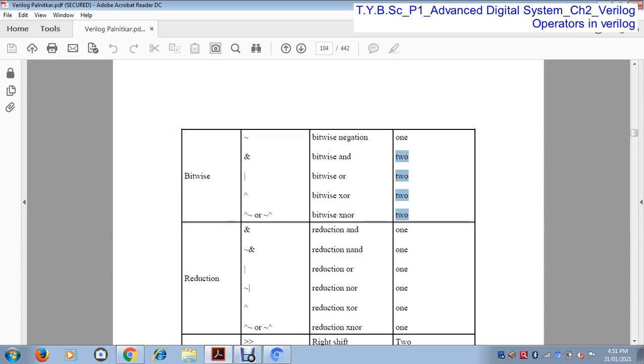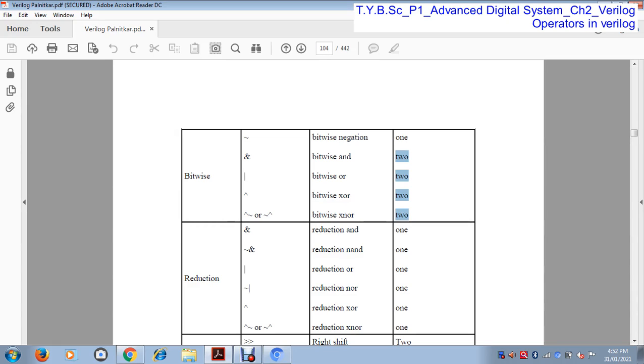So now, what does bitwise AND mean? There are two data, A and B. Data A has 8 bits and data B also has 8 bits. Then it performs the bitwise ANDing operation. That means each bit, the D0 bit of data A and the D0 bit of data B, has to be ANDed. So it performs the operation on each bit, and it has two operands, A and B. Therefore, it comes in the category of binary operator.